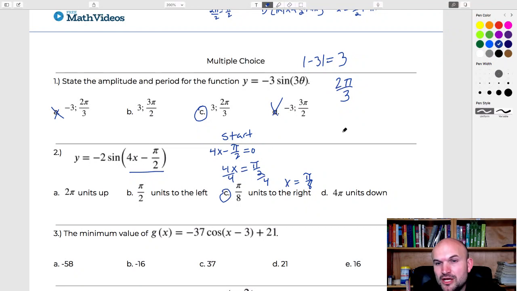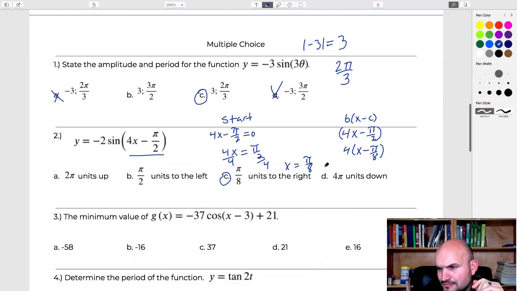That is my answer. You could also just factor out the 4, which I prefer. If you rewrite this in the form b times x minus c by factoring out the 4, factoring out is like dividing out. You're dividing 4x by 4 as well as pi halves by 4, and you would get x minus pi over 8. Again, that tells you pi over 8 units to the right. So the answer is C.